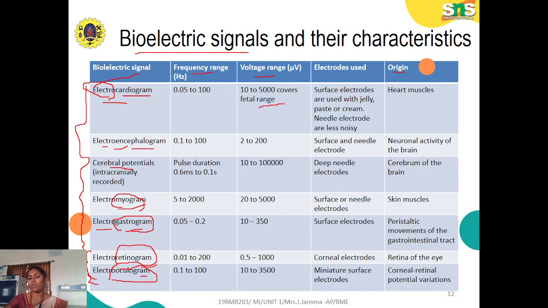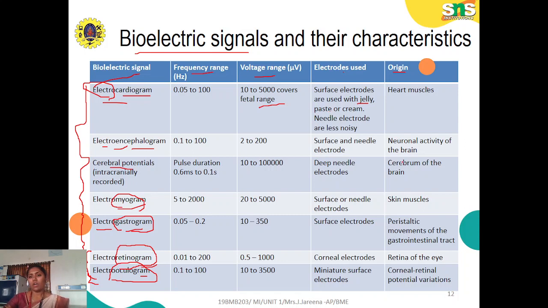Whereas if you use a surface electrode, you just place it over the surface of the skin. Then the skin will act as a barrier, so in order to reduce the skin impedance, we have to use jelly or paste or some other things to bypass the skin resistance or skin barrier, so that the biological signal inside your body can easily be measured with minimum resistance by applying this jelly, paste or cream.